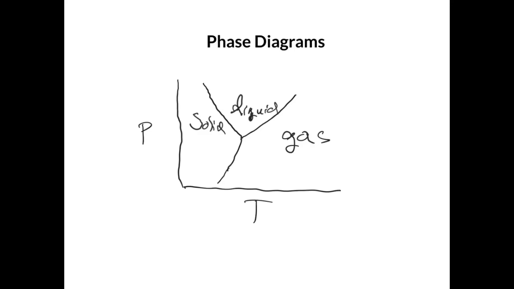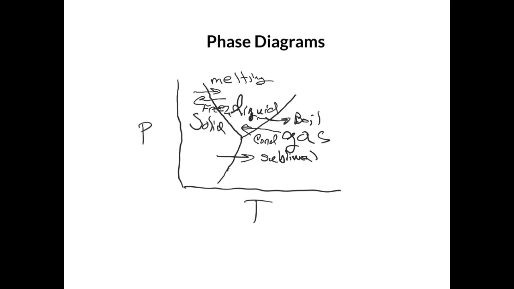So this here would be melting, and this would be freezing. I'll just abbreviate that. Of course, that's boiling. We go from liquid to gas, and that's condensation. And then going straight from solid to gas is called sublimation. And to go from gas straight to solid is called deposition.